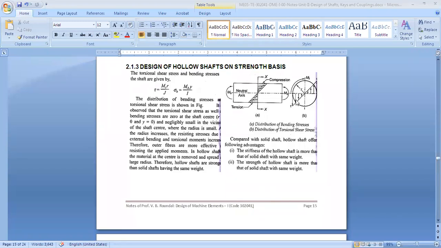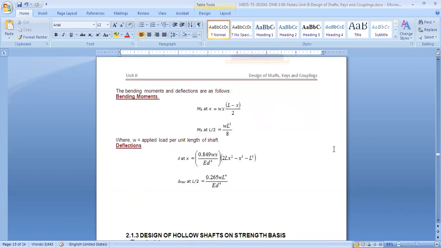Please, if you have any kind of doubt, put it in the chat, or you can raise your hand. I will allow you to talk, and that way we can clarify any doubt. If you don't have any doubt, then we will simply proceed with the design of the hollow shafts.